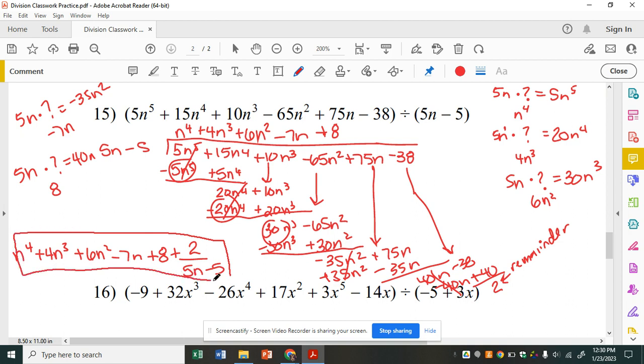Because there were so many terms to start with in this beginning polynomial, it was an extra long problem because there were so many extra steps that we had to take. You don't need to show me this 5n times what equals 5n to the 5th, or 5n times what equals 20n to the 4th. I don't need to see this as part of your work because a lot of you could probably do it in your head. If it helps you, certainly write it down on your paper, but I don't necessarily need to see it.